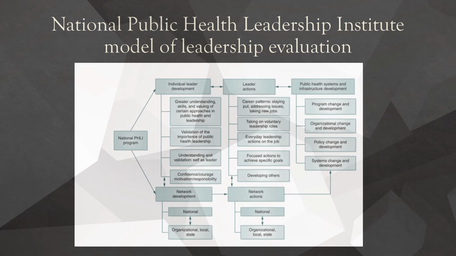And then you can see the public health systems and infrastructure development, which is the program change and development, the organizational change and development, different things with policy, system changes, and different things like that. Then you follow with network development, which shows the national, the organizational, local, and state developments, as well as the network actions, which are also national, organizational, local, and state.